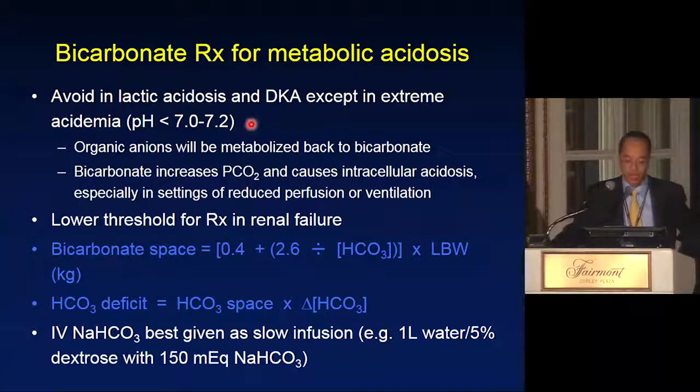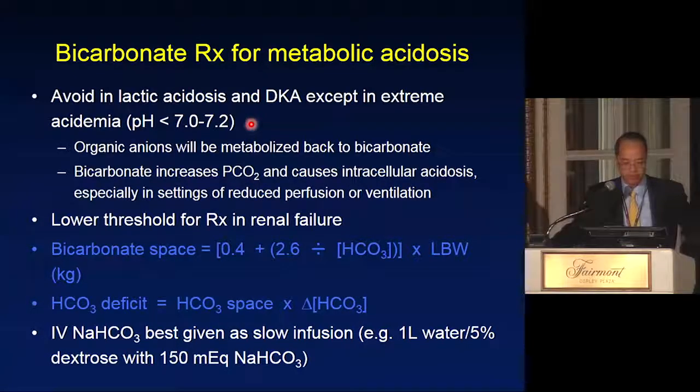Conversely, if you give bicarbonate, it combines with the acid to form CO2 that actually is permeable to and enters cells and causes intracellular acidosis. And it's thought that that might actually be detrimental in certain tissues like the heart. So in general, we try and avoid treating the acidosis until they're profoundly acidemic. My threshold is somewhere between 7 and 7.2. Some critical care intensivists let the pH go down to 6.9 before they do anything.